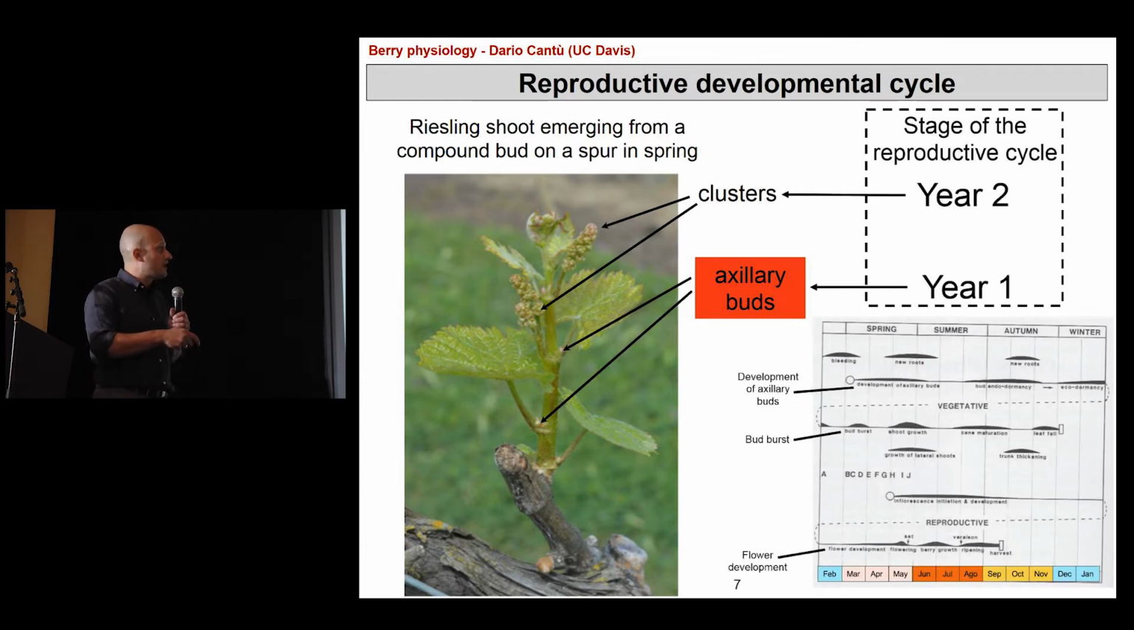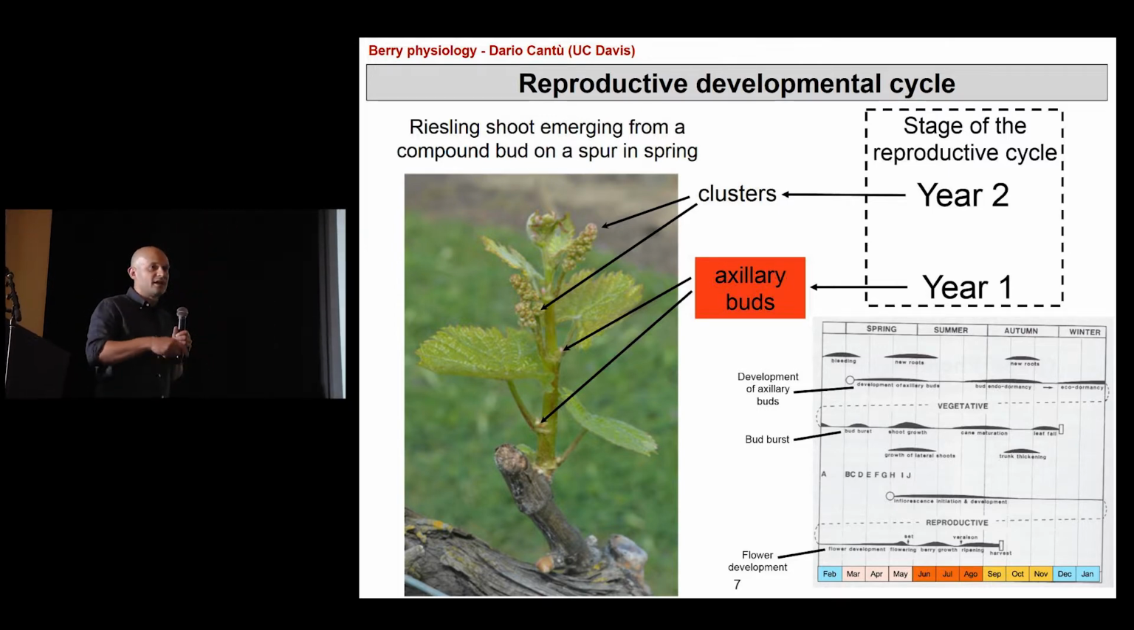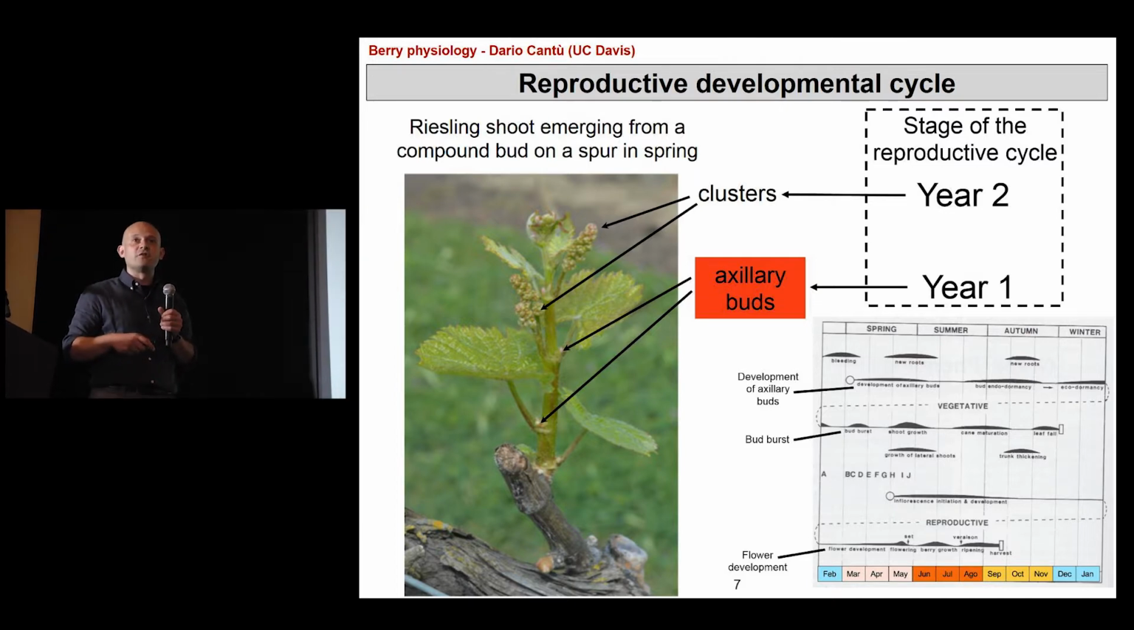So if you look at this, we have clusters representative of year 2 of the reproductive cycle, buds representative of year 1 of the reproductive cycle. And this is something always to keep in mind, that you have overlapping things happening at the same time in the vineyard. So as you are differentiating those flowers, you are also differentiating the inflorescences for the following year.